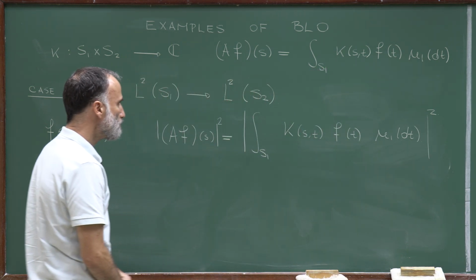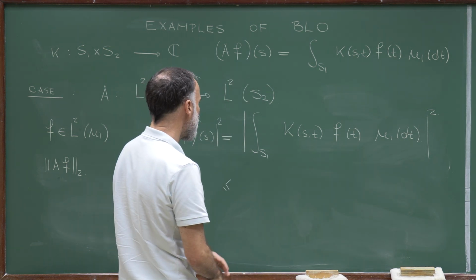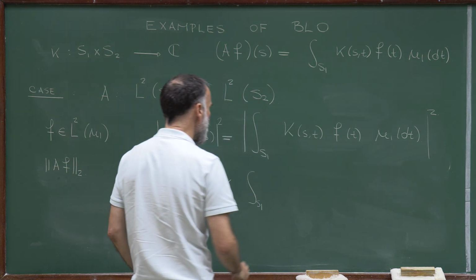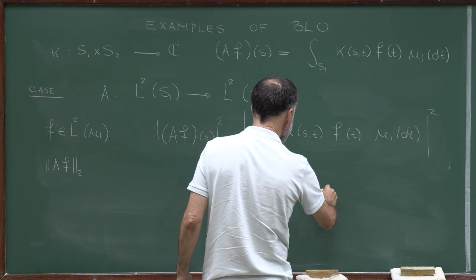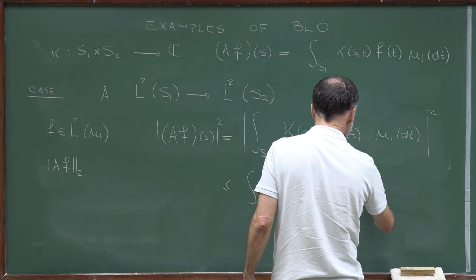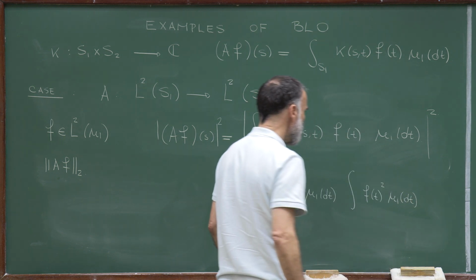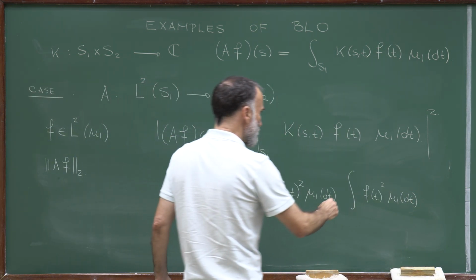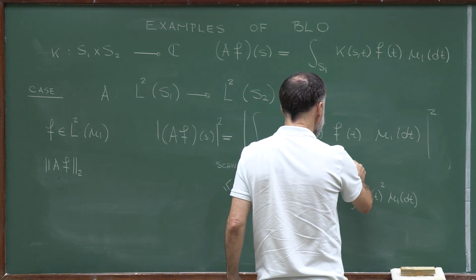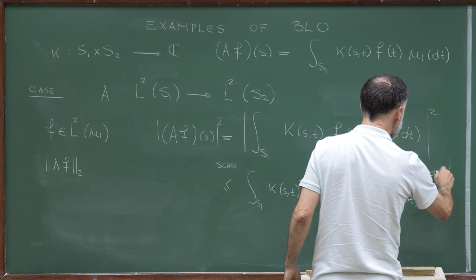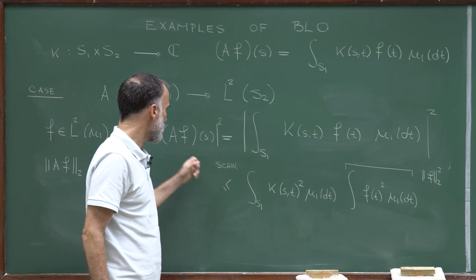And here, what I can do is to use Schwarz inequality to say that this expression is bounded by the integral over S1 of K(s,t) squared mu1(dt) times the integral of f(t) squared mu1(dt). And this is just Schwarz inequality, and this quantity here is the norm of f squared. So we have a bound due to Schwarz inequality of this expression.